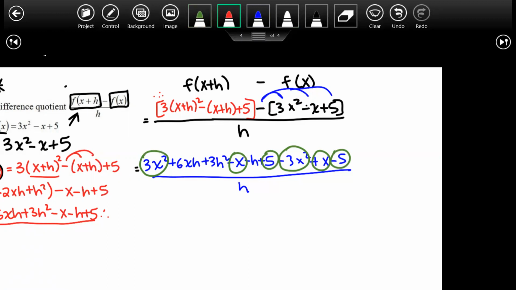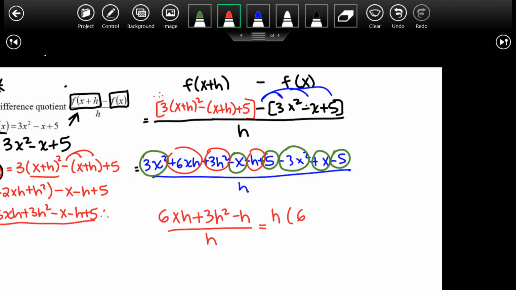There's no h we can get rid of. So the remaining terms that we have are these right here. So we're going to bring those down. 6xh plus 3h squared minus h, sorry, all over h. Can we pull out the greatest common factor? Absolutely. We can pull out an h up in front and get 6x plus 3h minus 1 all over h.